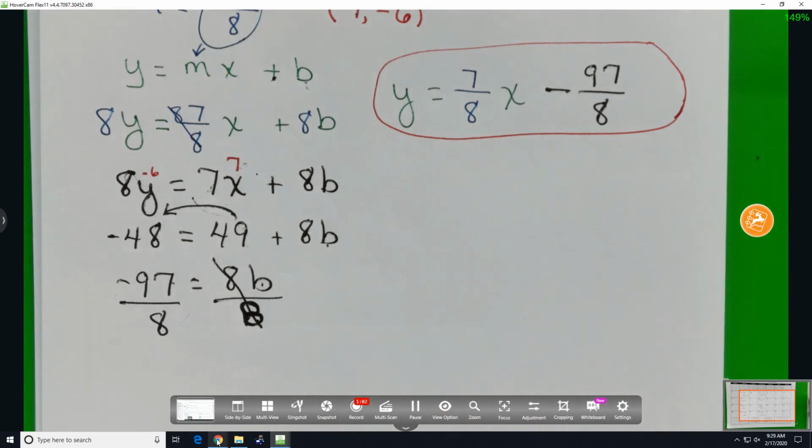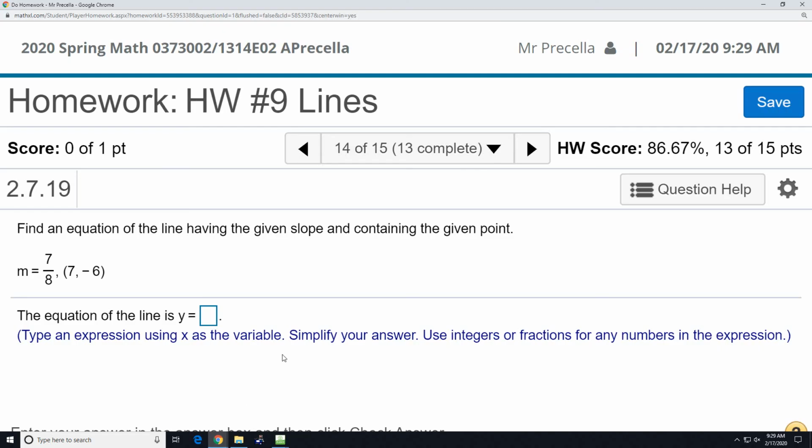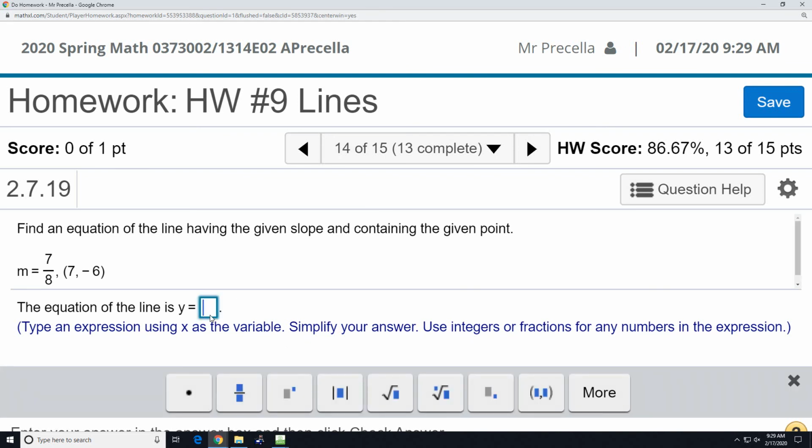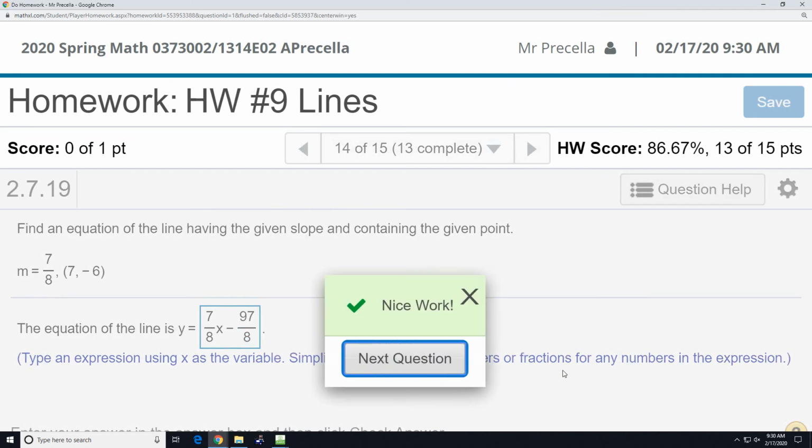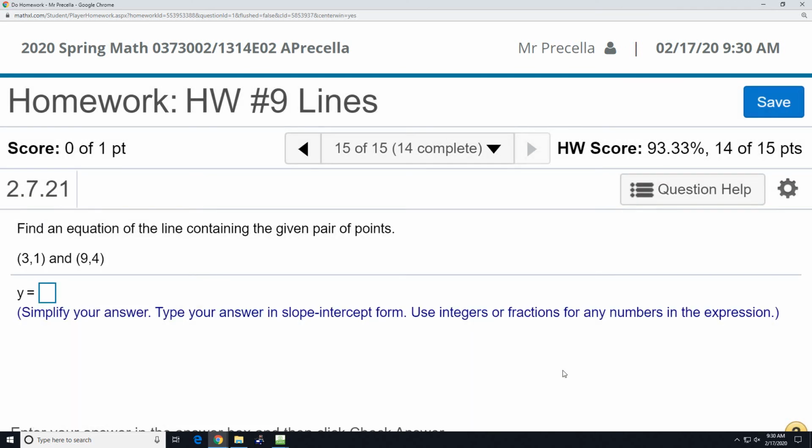Okay, so let's type in. And let's see, so that was y equals 7 over 8 x. Is that what I wanted? No, that x should not be in there. Remember, you got to do a right arrow before you type your x, and that's a minus 97 over 8. Is that what I wanted to type? Yes, it is. Any questions?